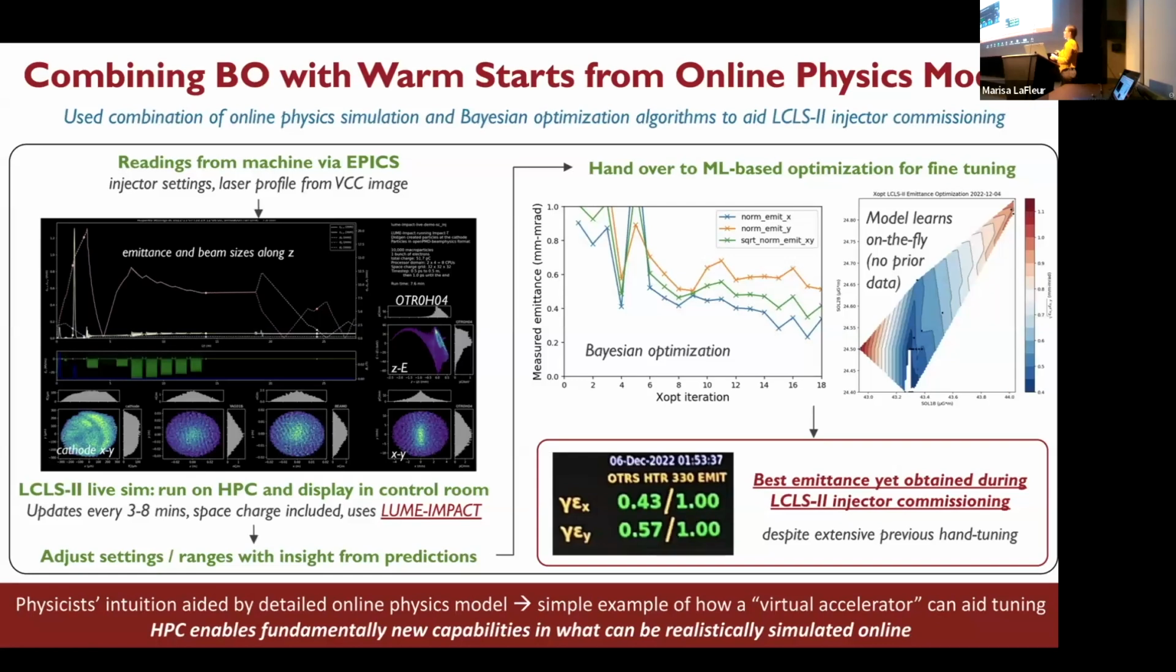You get information at the end of the injector, but you don't get information about the evolution of the behavior. And so using this, physicists were able to get a better idea of what parameters they should be adjusting to try to improve one of the key beam quality metrics, which is known as the emittance, the beam phase space area. And then once that got into a good starting point, we then handed it over to Bayesian optimization to refine the solution. And ultimately, this was what got us to the best emittance value that we had yet seen, despite a lot of extensive hand tuning by expert physicists in the months prior.